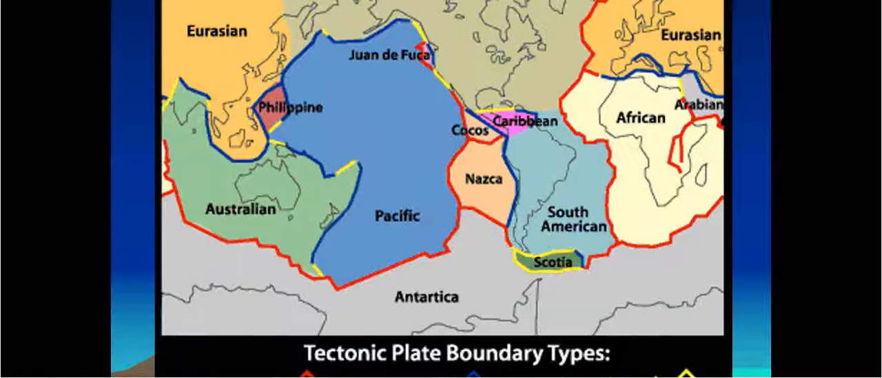Moving toward plate tectonic boundaries, here on the map we can see that there are different types of plates on our globe, and they are colored with different colors. The extensional, compressional and transform boundaries are colored in red, blue and yellow.